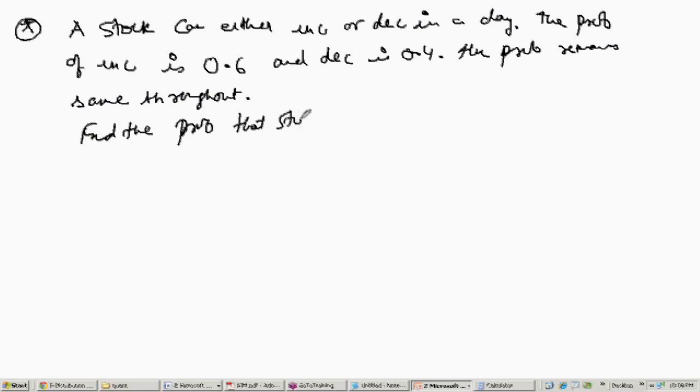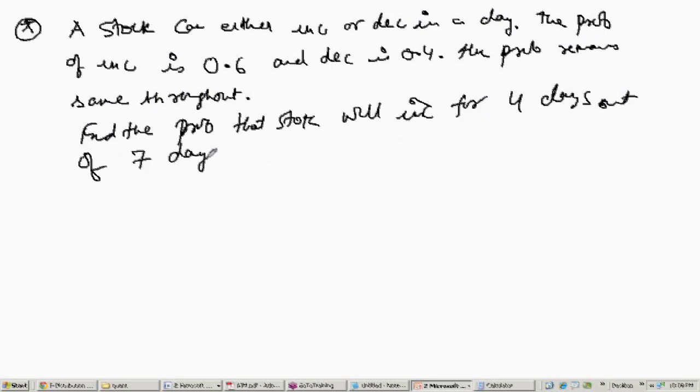Find the probability that the stock price will increase for 4 days out of 7 days. So in 7 days, what is the probability that the stock will increase for 4 days?